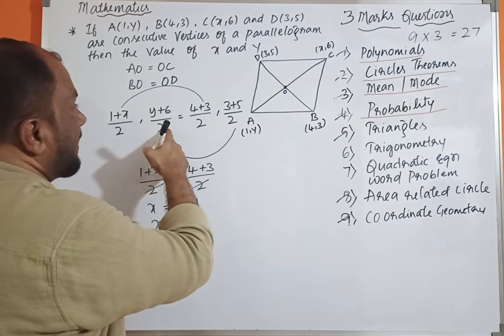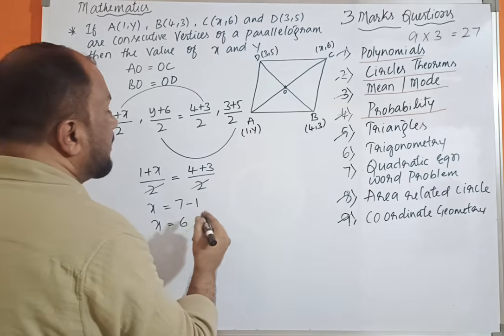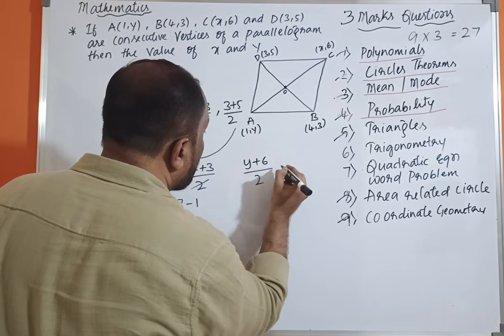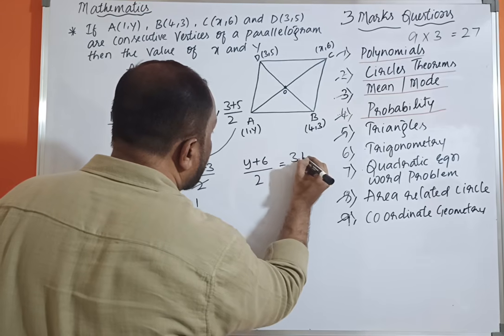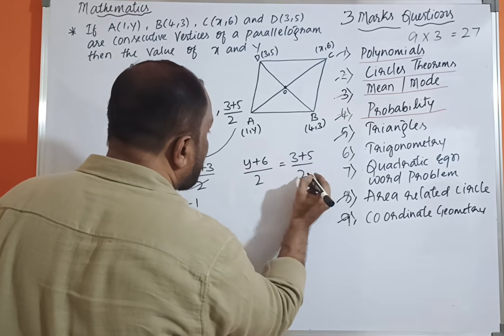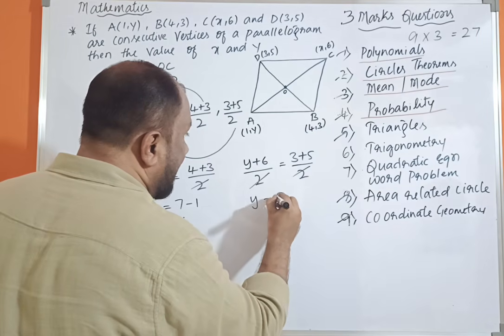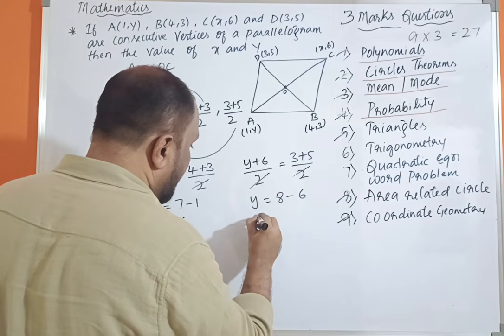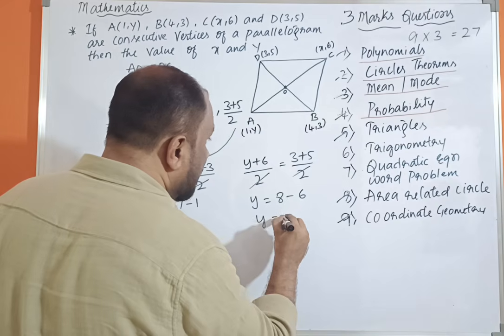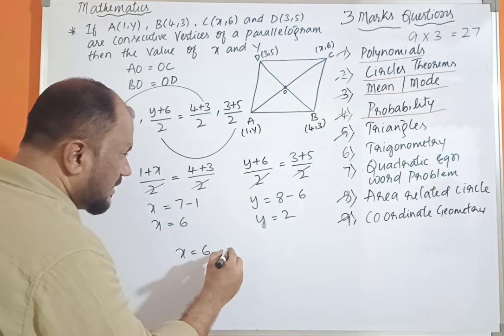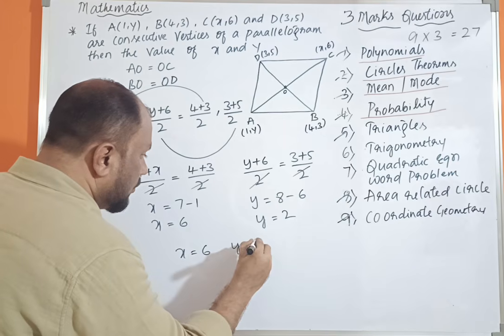Y plus 6 by 2 is equal to 3 plus 5 by 2. So the 2 cancels. Y is equal to 8 minus 6. The value of y is how much? 2. X is equal to 6 and y is equal to 2.